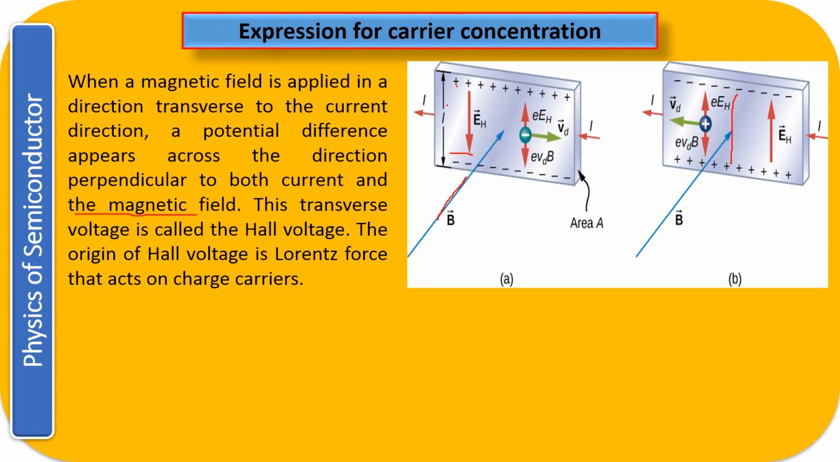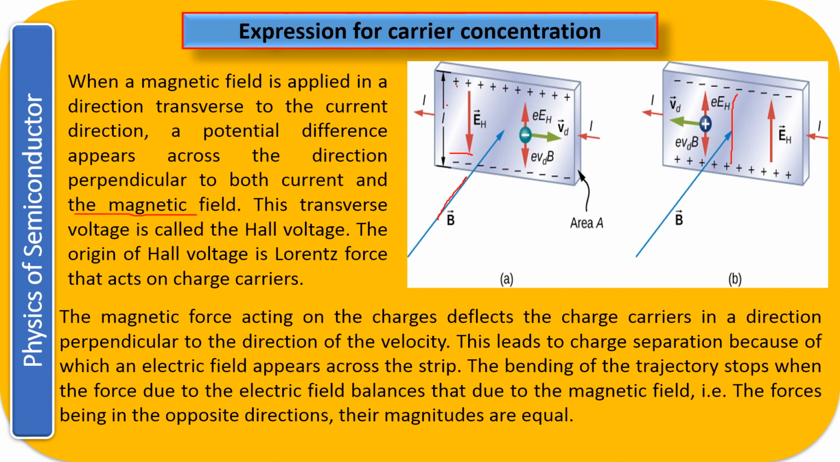Right. So what I am going to tell you over here is, here we have got two forces. One force is due to the magnetic field that has been developed, and another force is due to the electric field that has got developed. Right. So let us see, the magnetic force acting on the charge deflects the charge carriers in the direction perpendicular to the direction of the velocity.